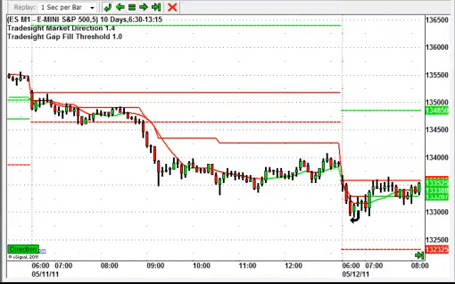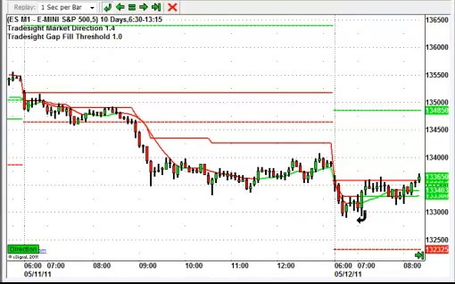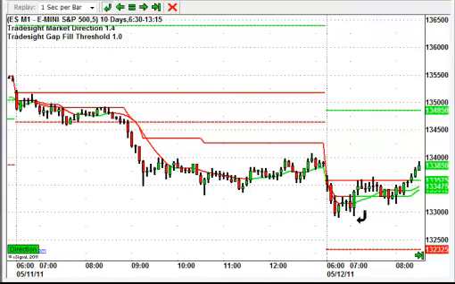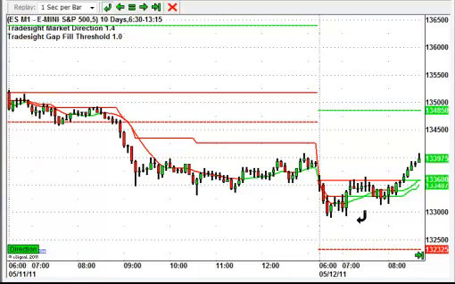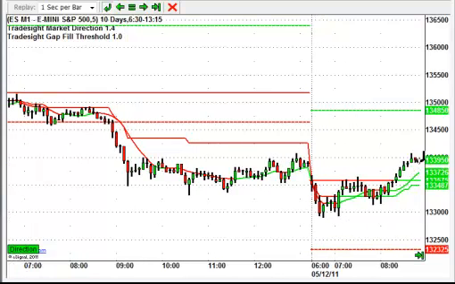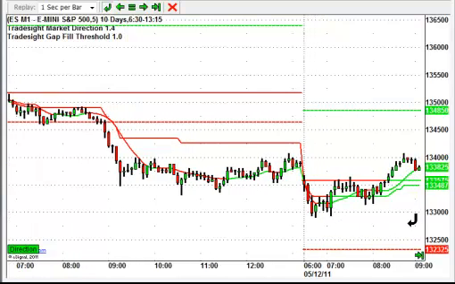So a couple bars later, we start to make that move. We do test the level again, and then we get through. Now, as the rest of the day plays out, you're going to see us here play with the short-term moving average. You can see all three lines are green.